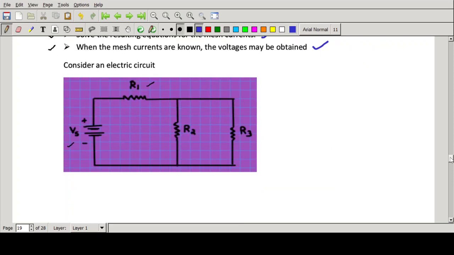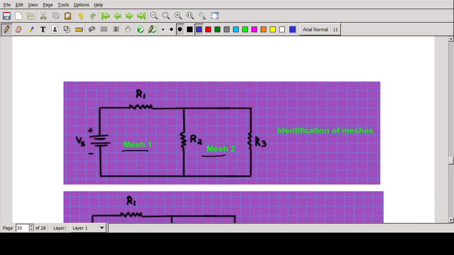So we will consider this circuit. It is a very simple circuit. You can see here the voltage Vs, which is the EMF. Then there are three passive elements, R1, R2, R3. So what is the first step? The first step is to identify the meshes. We have taken this one as mesh 1 and the other one as mesh 2. You can see mesh 1 and mesh 2 here. That is the first step.